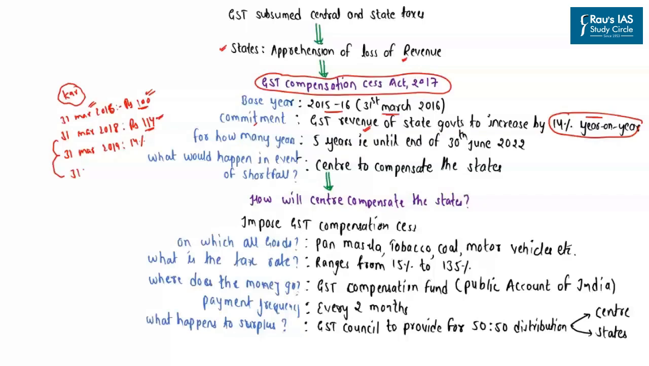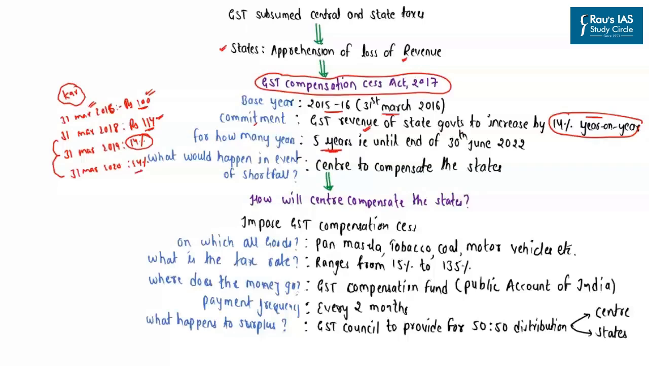Similarly, by end of 31st of March 2020, in comparison to the previous financial year, the GST revenue should increase by 14%. So please remember here that the GST revenue should increase by 14% year on year and not with respect to the base year. So this is a commitment which the central government has given. And this particular commitment is applicable for a period of 5 years.